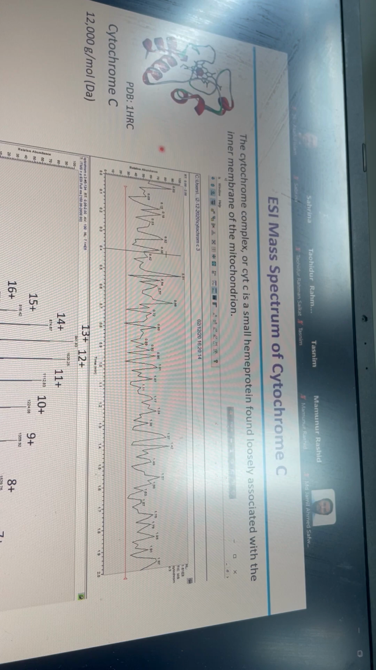And then if you prepare this protein sample in mass spec and you run the ESI, you will not see one peak, you will see a lot of peaks. So you will see different charge states.